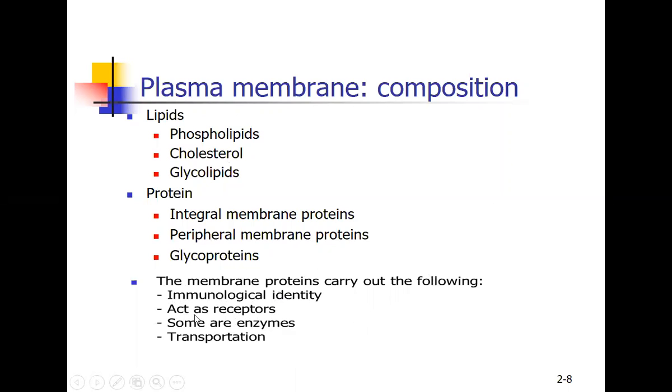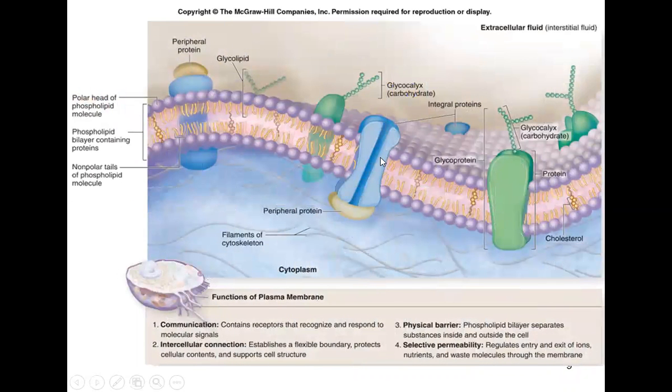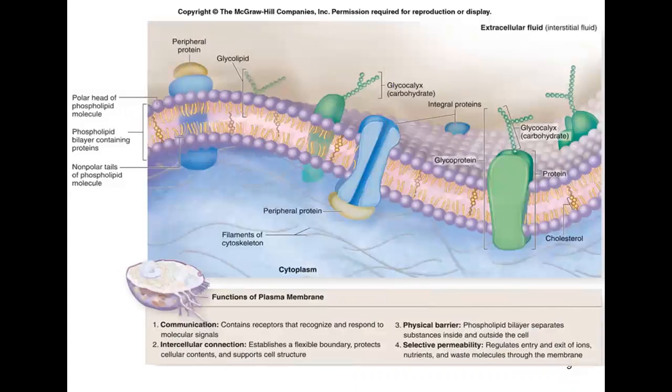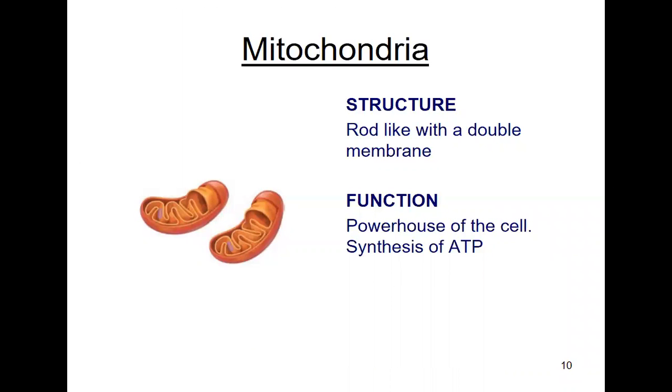Second, it acts as a receptor. The plasma membrane itself acts as a receptor. Some are enzymes, some have enzymes, and they help in the transportation. If you see here, specific structures can pass through them. Okay, so they allow the selective transportation. So this is the importance of the plasma membrane.